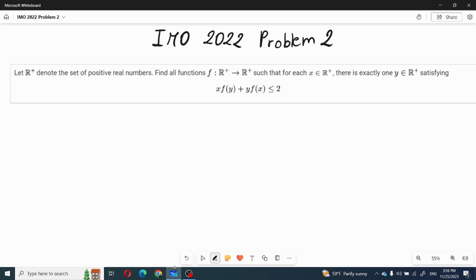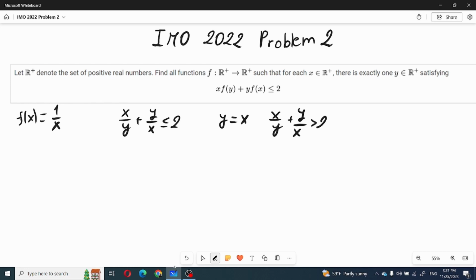At first notice that the only such function will be f(x) equals 1 over x. And in this case, we get that x over y plus y over x must be less or equal to 2 for only one y for x. And clearly, y must be equal to x. Otherwise, we get that x over y plus y over x would be more than 2 if y is different from x.